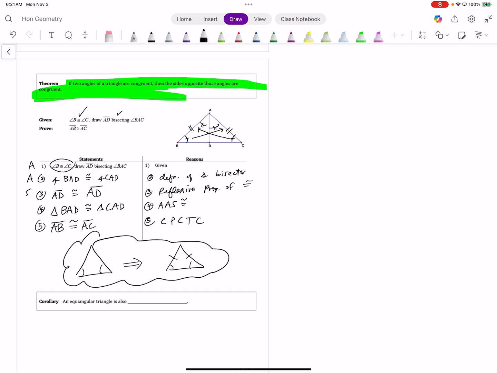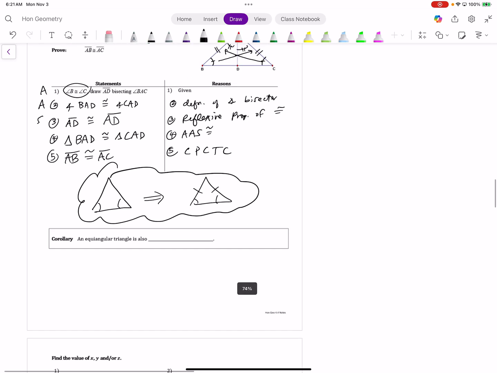So I'm going to use that in a lot of proofs. What time we got? It's 6:21. Whew, I would love to be done by 6:30. I just don't see it happening.